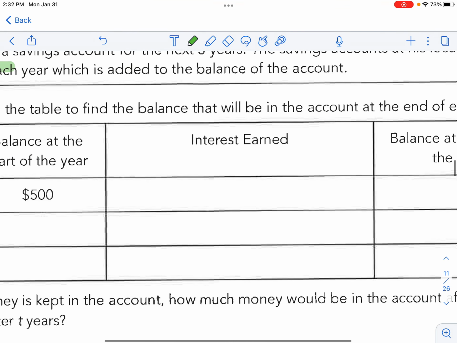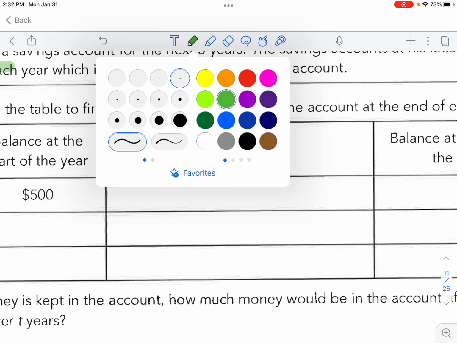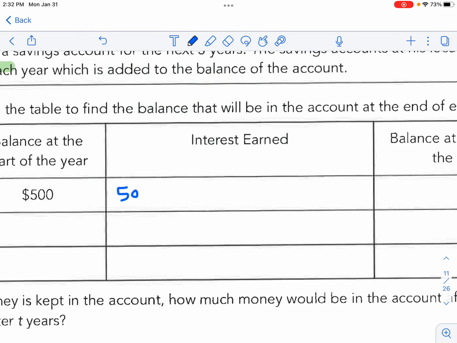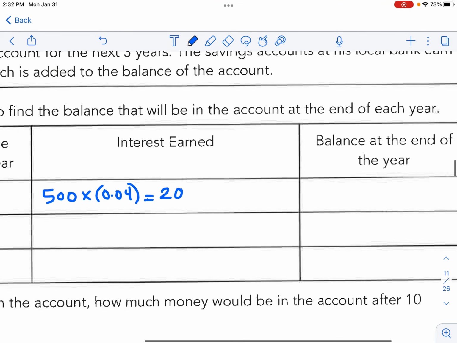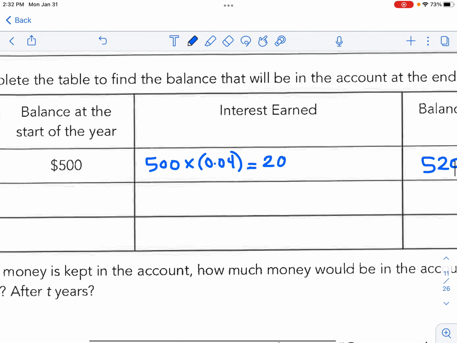And so in the first year, he takes $500, and it earns 4% interest. So times 0.04, and that is $20, and that is the interest earned. So at the end of year 1, he's got $520, and he's going to keep that $520 there.